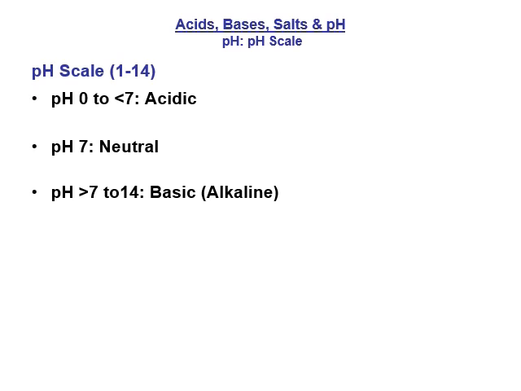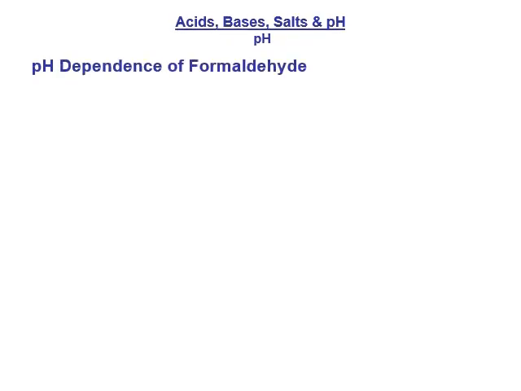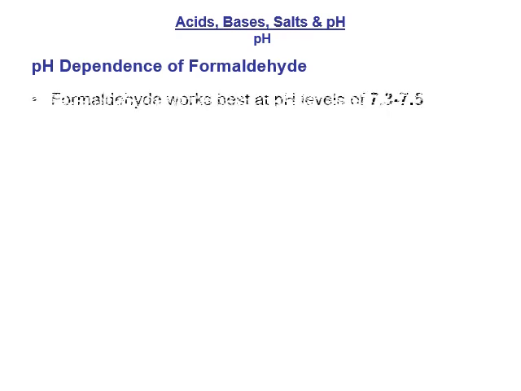More hydrogen, it's acidic. When they equal, it's neutral. More hydroxide, basic or alkaline. Now the pH scale is pretty important to us for embalming because formaldehyde is rather pH dependent. Formaldehyde works best at pH levels of 7.3 to 7.5.